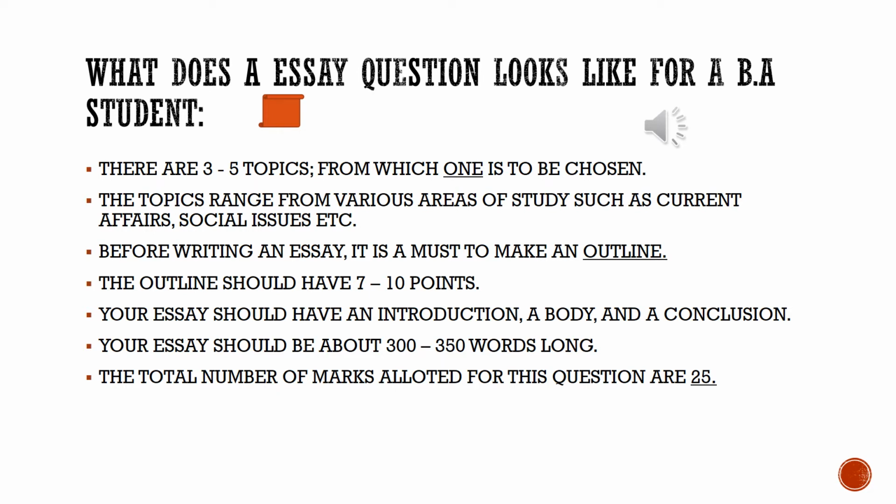Number 1, there are 3 to 5 topics from which one is to be chosen. Number 2, the topics range from various areas of study such as current affairs, social issues, etc. Number 3, before writing an essay, it is a must to make an outline. Number 4, the outline should have at least 7 to 10 points.